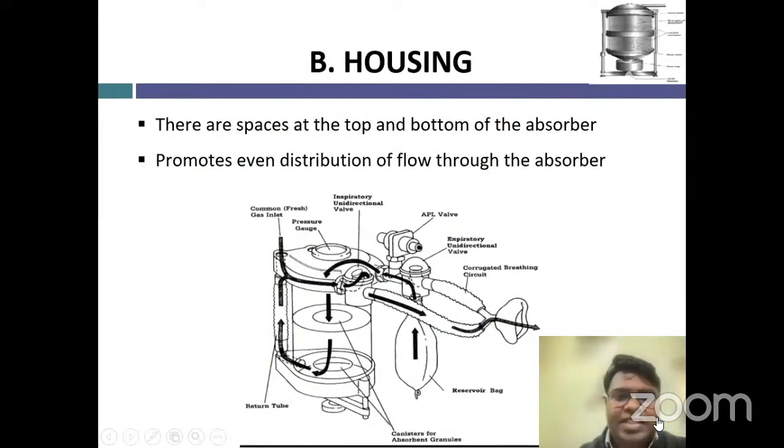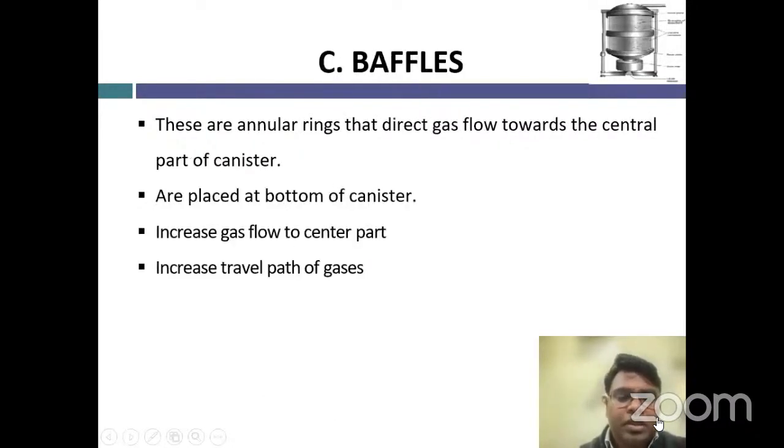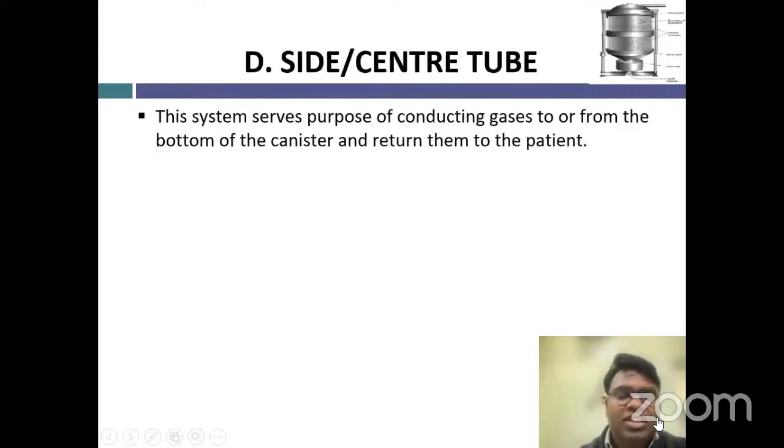Housing is basically the spaces at the top and bottom of the absorber for incoming gases to disperse before passing through soda lime or for outgoing gases to collect before passing through the circle system. Thus, it promotes even distribution of flow of gases through the CO2 absorber. Baffles are annular rings placed at the bottom of the canister to direct gas flow towards the central part of the canister. Coming to the side or the central tube system, it conducts gases from the bottom of the canister into the breathing circuit.